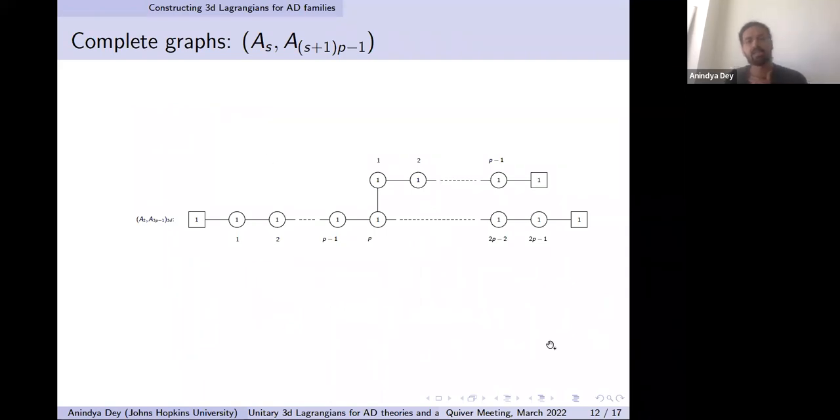So then this guy is the Lagrangian of A2, A3P minus 1. So the Higgs branch of this guy realizes the Higgs branch of the 4D Argyres-Douglas theory of this type. Okay.